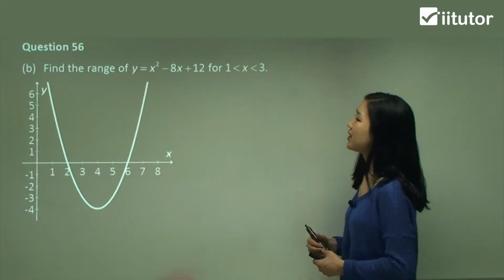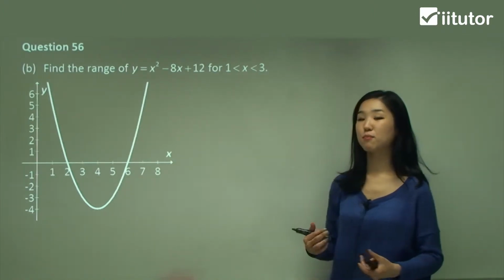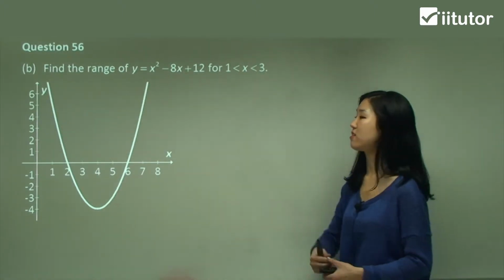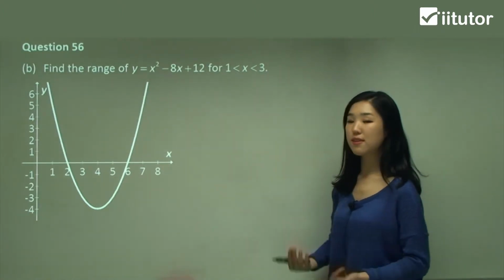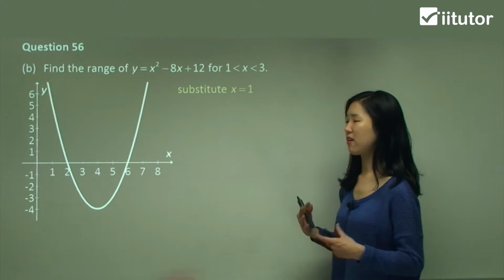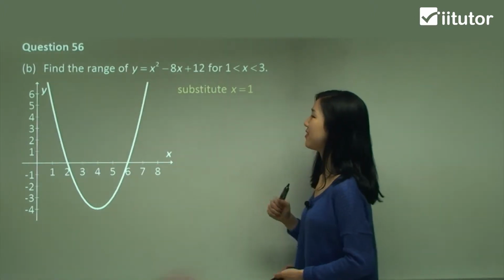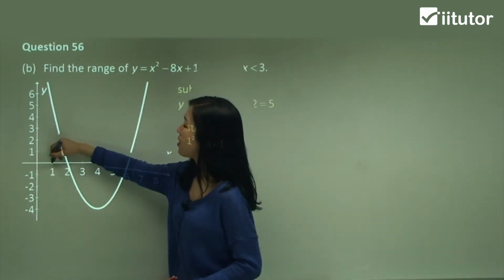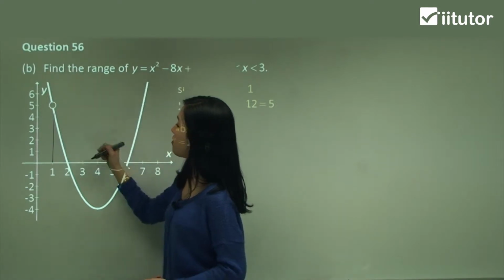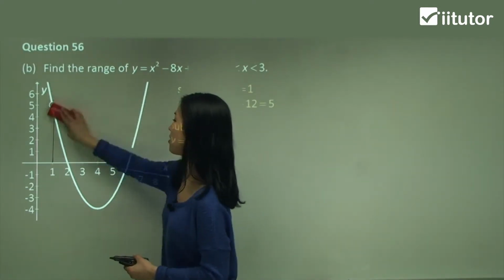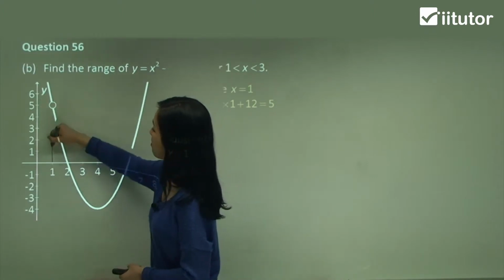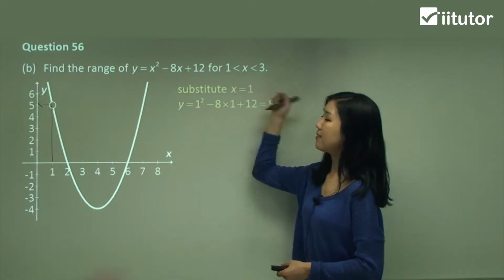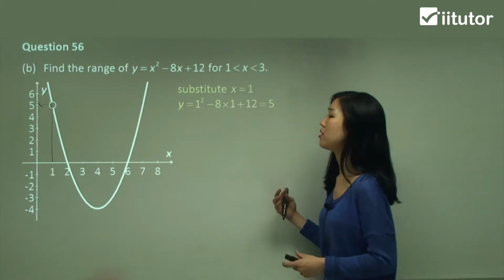B. Find the range of y equals x squared minus 8x plus 12 when x is between 1 and 3. Luckily they give us the diagram. Again, we'll do the same thing. I'm going to sub in x equals 1 into the equation, and you should get 5. So the corresponding value of 1 in this graph is 5. Again, I made a hollow circle because it's not including, it's just greater than 1.